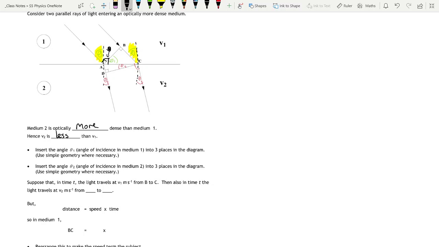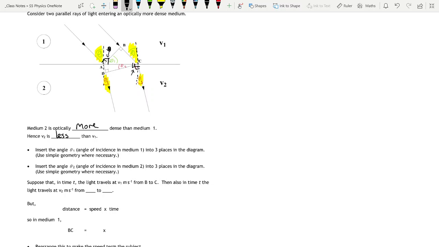Similarly, I've applied that same kind of thing for θ2. So θ2 is the angle of incidence in medium 2, or the angle of refraction in medium 2. So the two obvious ones are between the normal and the ray. And then again, if we use some 90-degree geometry to say that this part here is 90 degrees to there, so this is 90 minus θ2. And this is also 90 degrees, so that must be θ2.